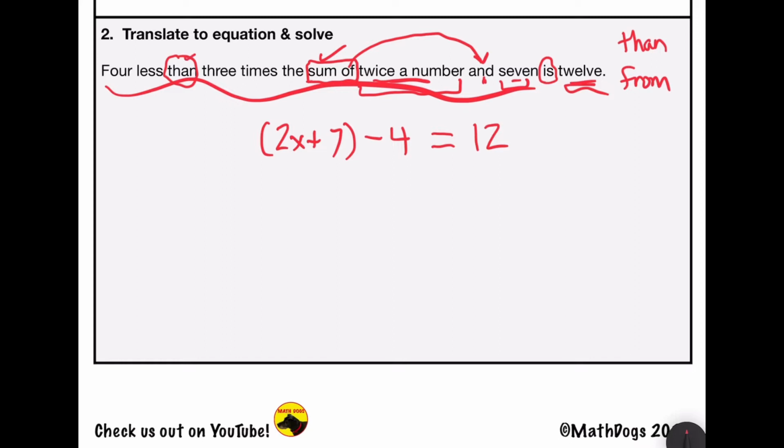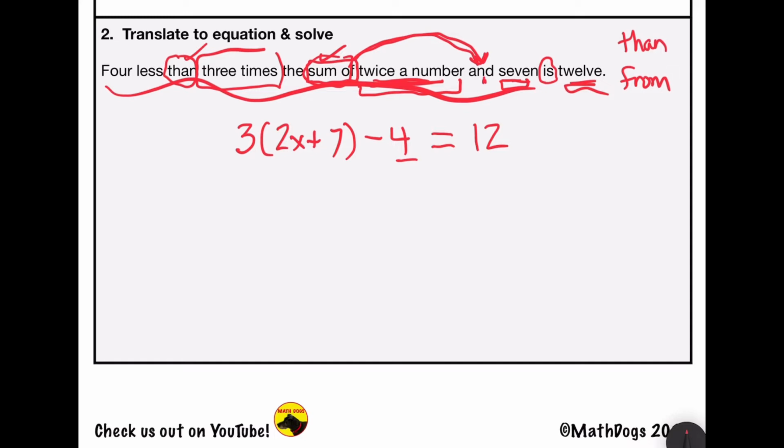So notice I have the word than. The 4 is written first in words, but second in symbols. Then I found sum of, difference of, product of, quotient of. That means you're going to need a set of parentheses. Look for the word and, sum of twice a number and 7. Here's the last part of my translation. I want 3 times the sum, and so I'm going to multiply that sum by 3. Now I have my equation. 3 times (2x plus 7) minus 4 equals 12.